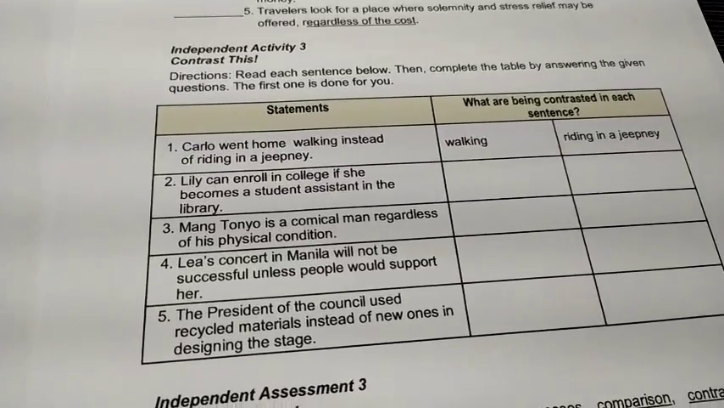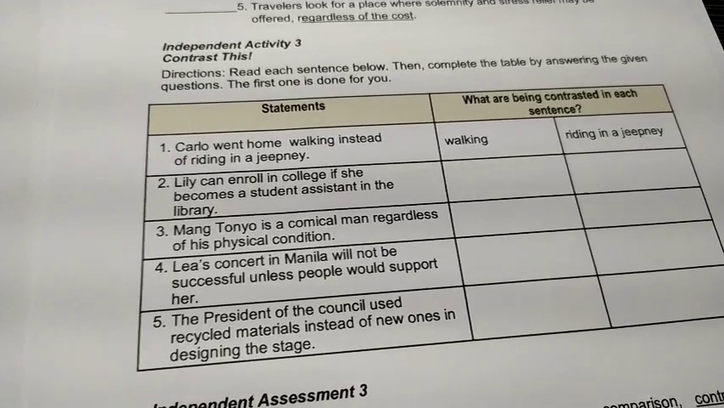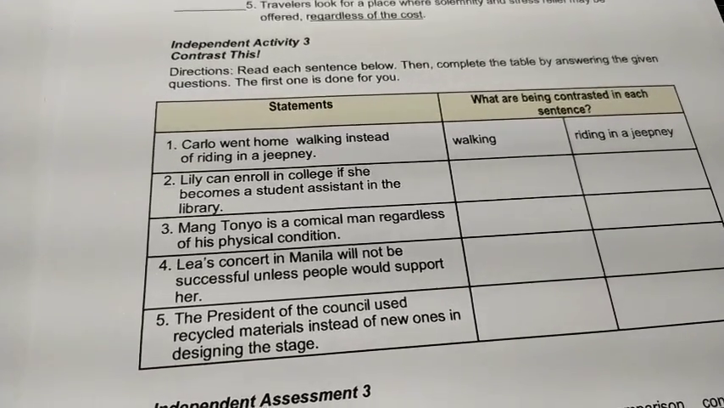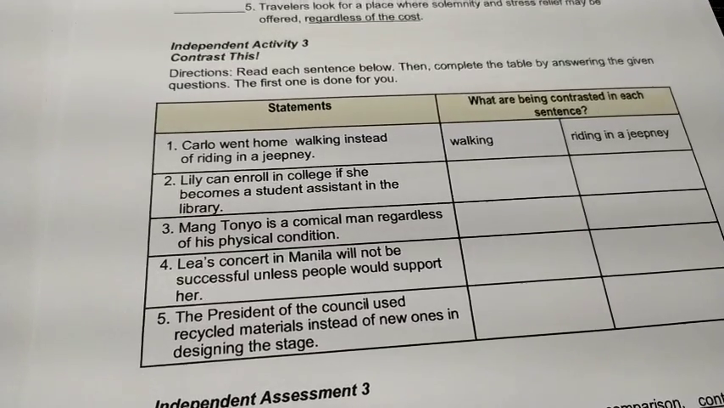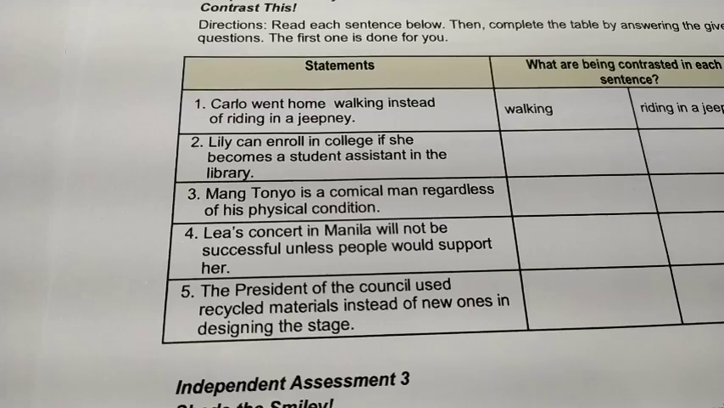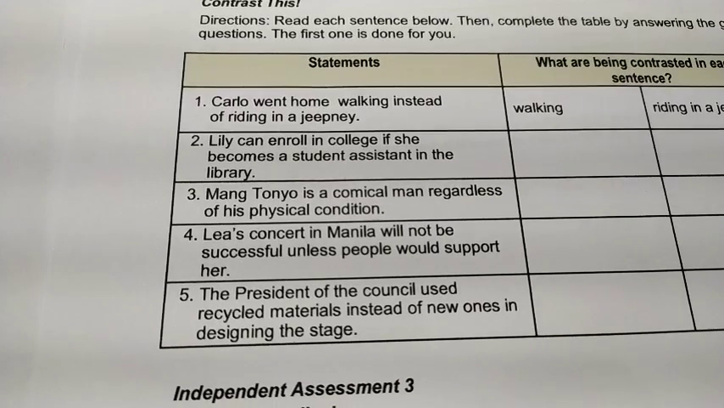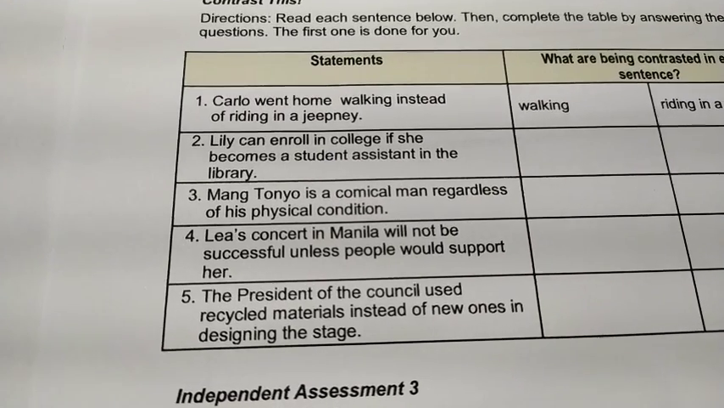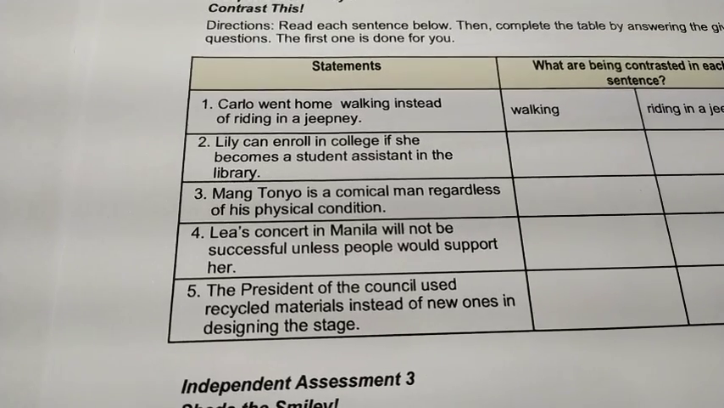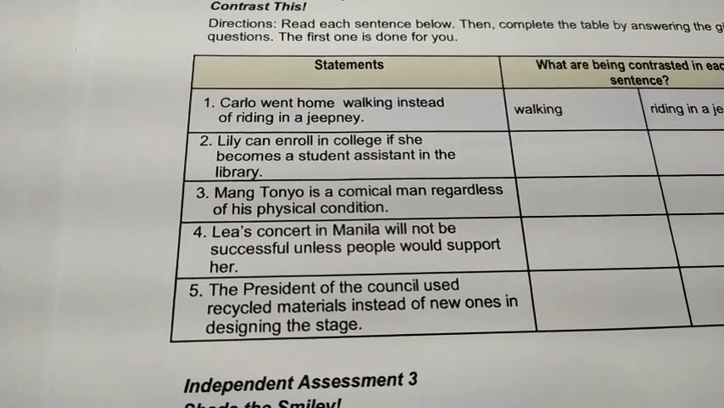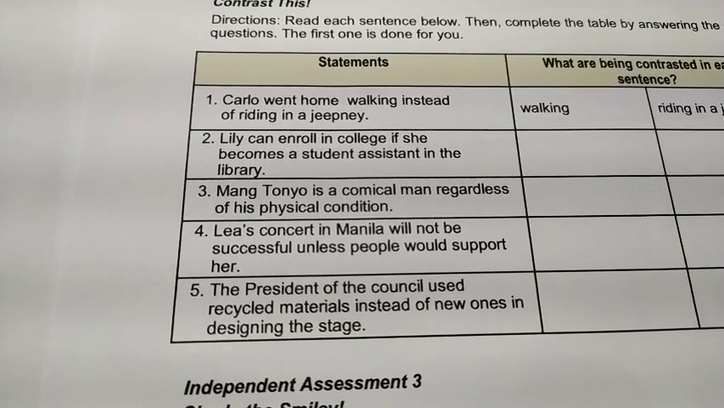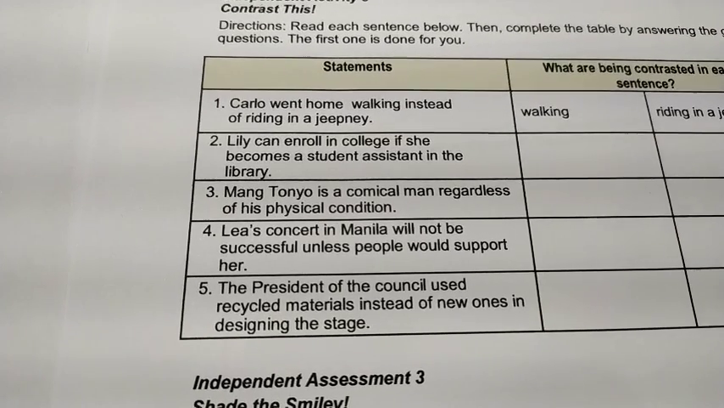For independent activity number 3, contrast this. So read each statement below, then complete the table by answering the given questions. The first one is done for you. So in each statement, there are ideas being contrasted or they are opposing one another. Like in number 1, Carlo went home walking instead of riding in a jeepney. So what are the ideas being contrasted there? So the word walking and riding in a jeepney because of the word instead.